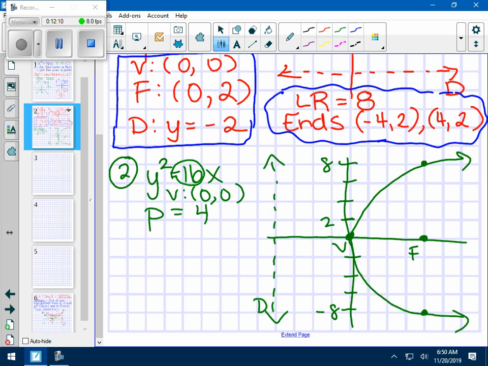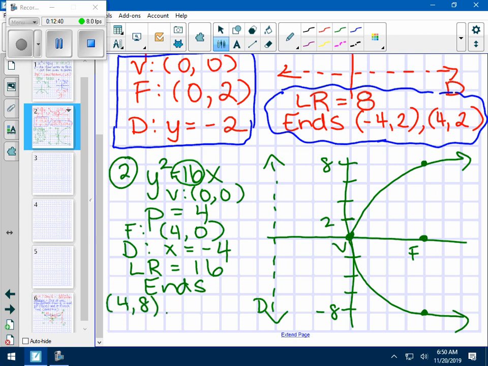Okay. So really quickly, the vertex, we said 0, 0. The focus is at 4, 0. We went 4 to the right. The directrix, keep in mind, just be careful here, is a vertical line now. So the vertical line has an equation x equals, and if I go 4 to the left, negative 4. The length of the segment that connects the ends of the LR is 16. And if I wanted the endpoints of the LR, I went to the right 4 and up 8. And we went to the right 4 and then down 8.